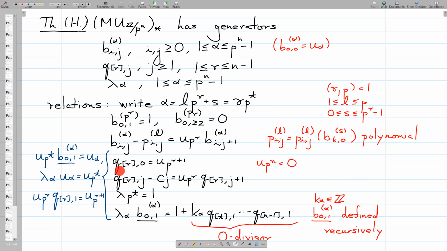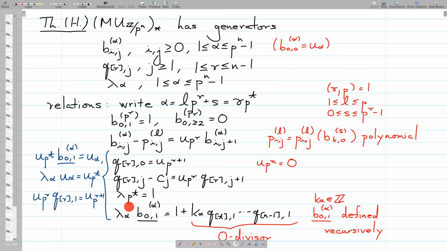So the Q's, QR0 is not 0 anymore. It's the UPR plus 1. It's sort of the U for one higher power of P. You can say UPN is a 0. Then you can still peel off the CJ. That's still the coefficient of the P series. And then you can divide by UPR.